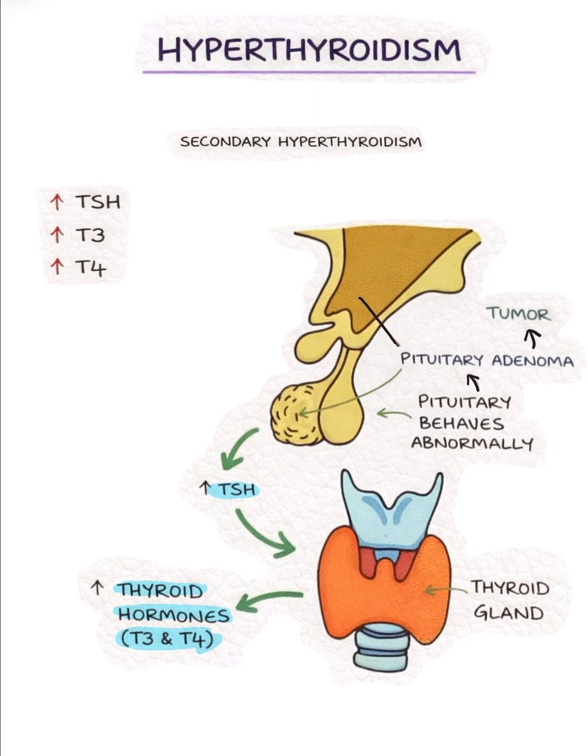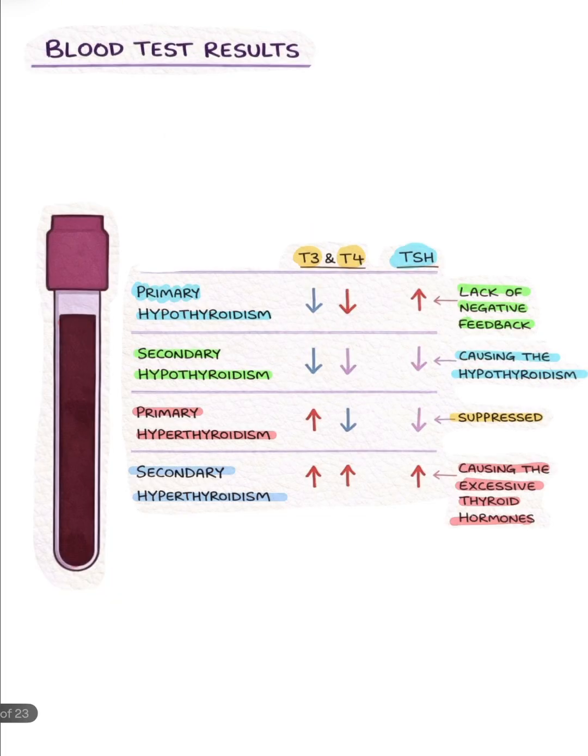In secondary hyperthyroidism, the problem is in the pituitary gland. A tumor, such as a pituitary adenoma, produces excess TSH. This overstimulates the thyroid, increasing T3 and T4 levels.